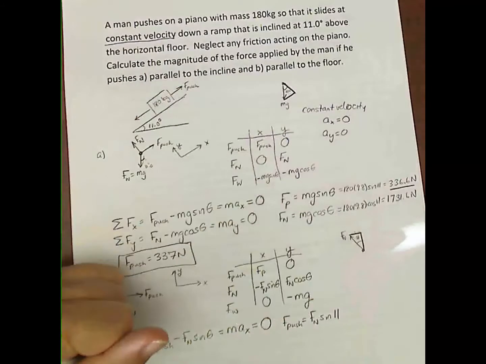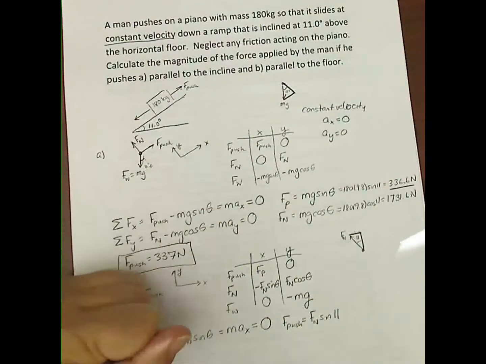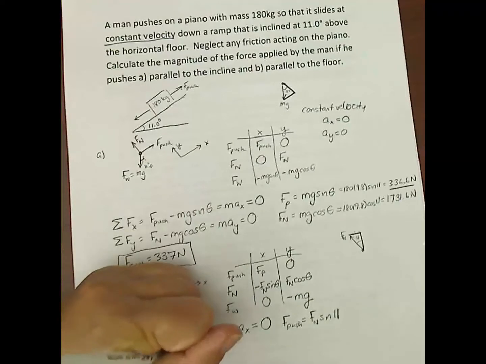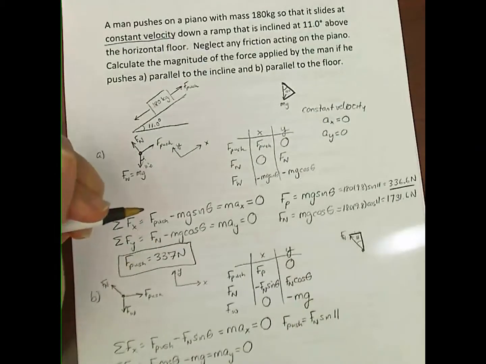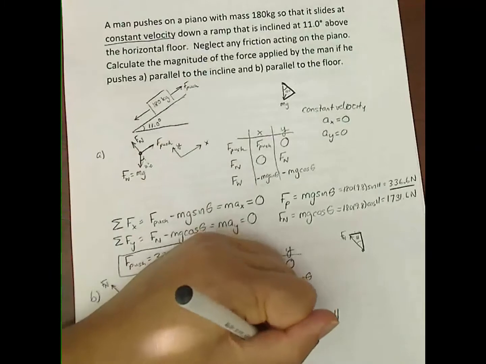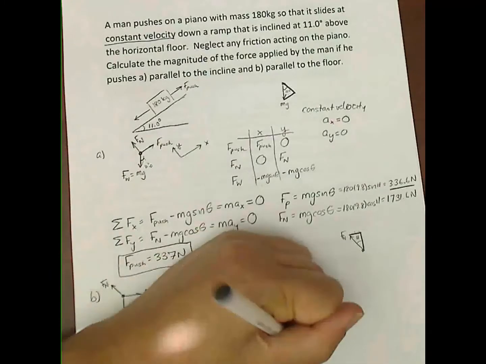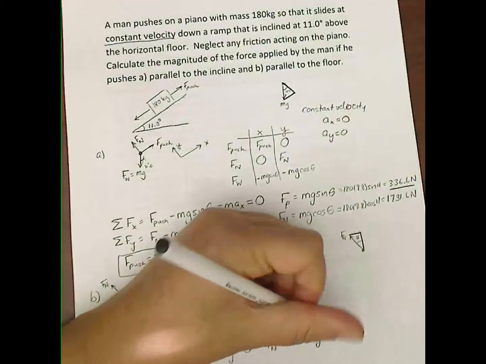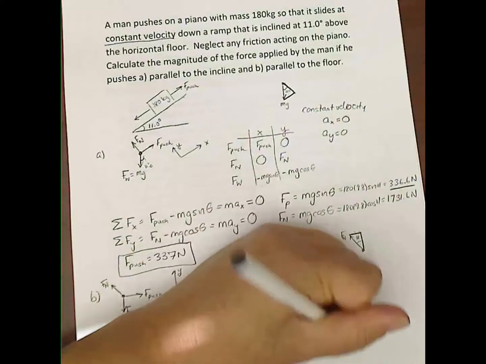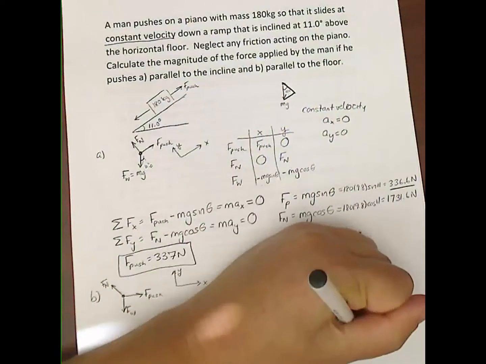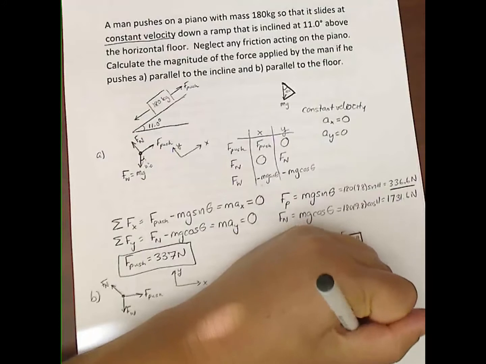So now we're going to have to use our y equation to find the normal force. So our y equation, normal force cosine of theta minus mg is equal to the mass times the acceleration in the y direction. And it's not accelerating in the y direction, so we get 0. So that means that the normal force times cosine of 11 is equal to mg. And we know mg, m is 180, g is 9.8. So now we can get our normal force. Our normal force is going to be equal to mg over cosine of 11.